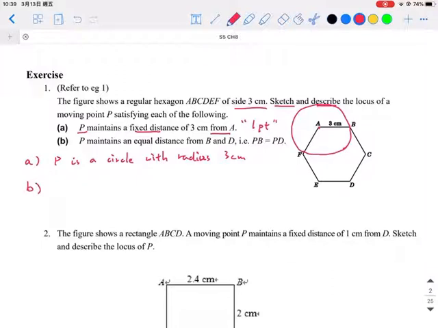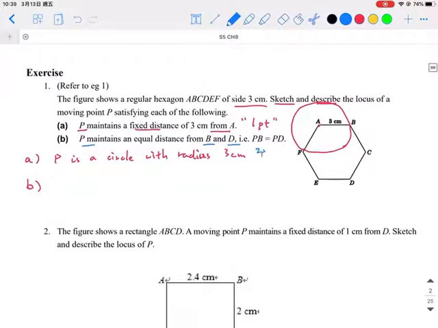For the second part, now P is maintaining equal distance from B and D. That means it's 2 points. B is here, and D is here. I write down BD, it's a straight line, and the locus of P is a perpendicular bisector. The bisector is here. So P is a perpendicular bisector of B and D. Okay, we finished question number 1.